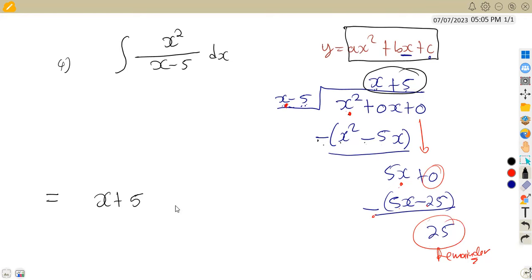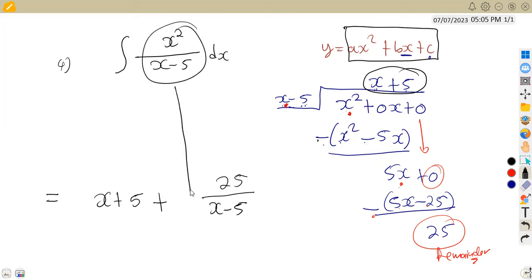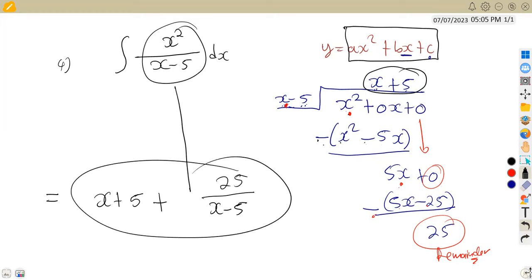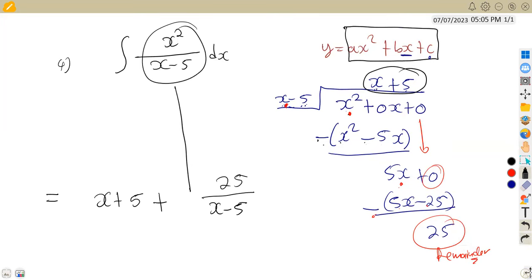So the remainder is positive. So we're going to add the remainder of 25 over what was dividing here, which is x minus 5. So that's over x minus 5 in this case. So this whole part is the one that we are seeing here. So meaning to say, if it is the same part, therefore, what are you going to do?